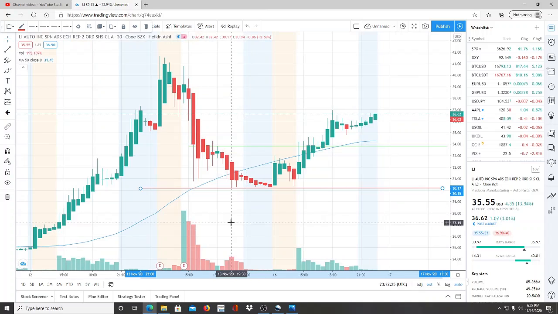Now the highest point before it fell was up here at 41.10. You're going to want to keep that number in mind as well. 41.10 is super important for the next coming days and weeks as this momentum continues to work its way up. So stay tuned for the end of this video.